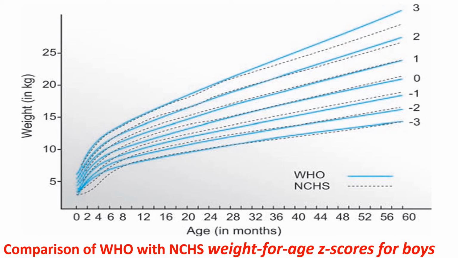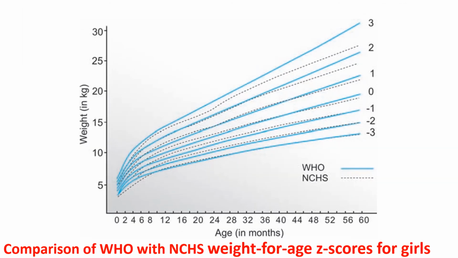That in blue line is WHO, the dotted line is the NCHS graph. And when the baby visits well baby clinic, the physician or the nurse just puts a dot by the pencil representing the age and weight. This is a comparison of WHO's NCHS weight for age Z scores for boys, and this is the same for girls.